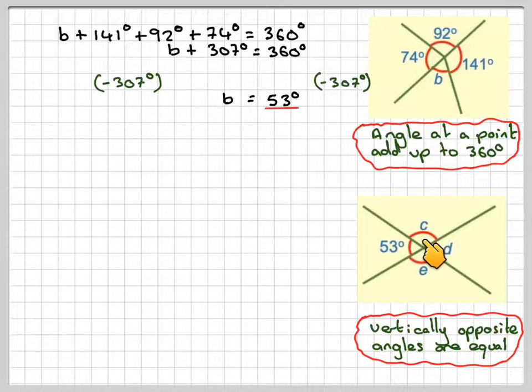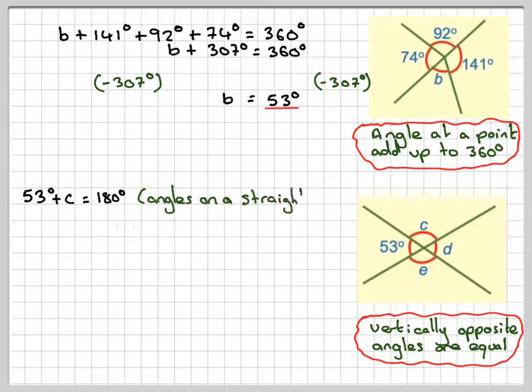First of all, we're going to find C by using the fact that this 53 and the C are on a straight line. So 53 plus C is equal to 180, angles on a straight line. And you should get into the habit of writing down reasons for what you are saying. And then to solve that, you take 53 from both sides. You take 53 from this side, you get C. 180 minus 53 gives you 127 degrees.